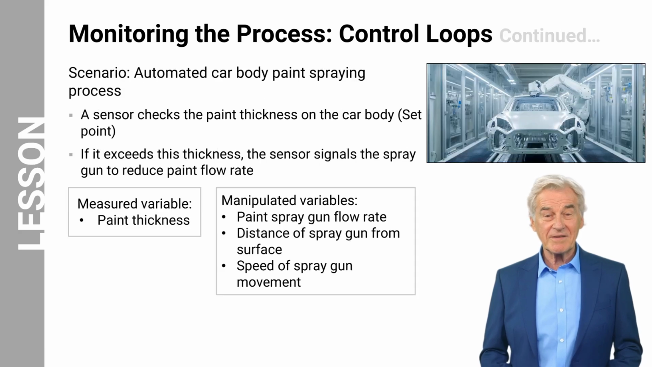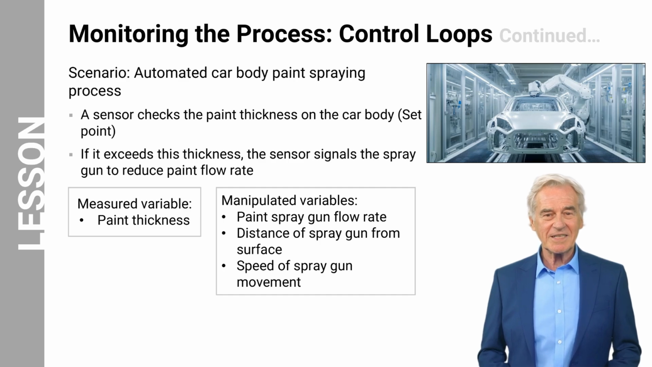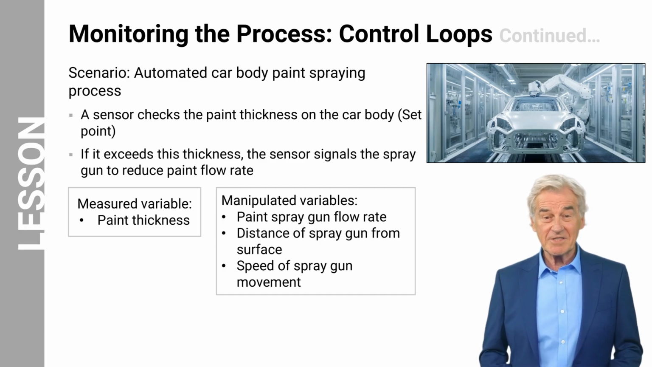Here is a scenario that explains how a control loop works in automotive painting. In the paint thickness control system, a sensor continuously monitors the paint thickness on the car body surface, where the target thickness of 0.1 millimeters serves as the set point. When the sensor detects that the thickness has exceeded this predetermined set point, it sends a signal to adjust the paint application process.